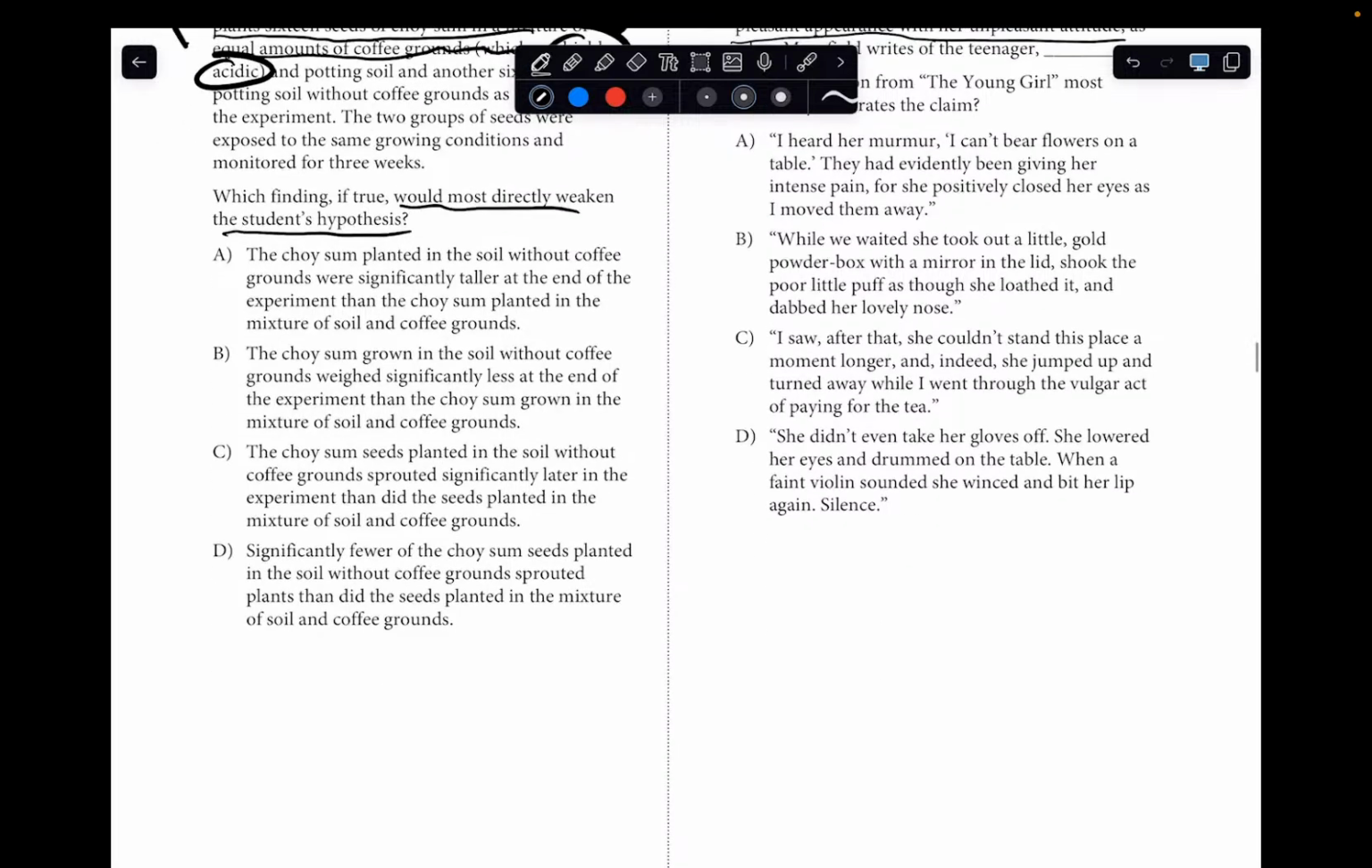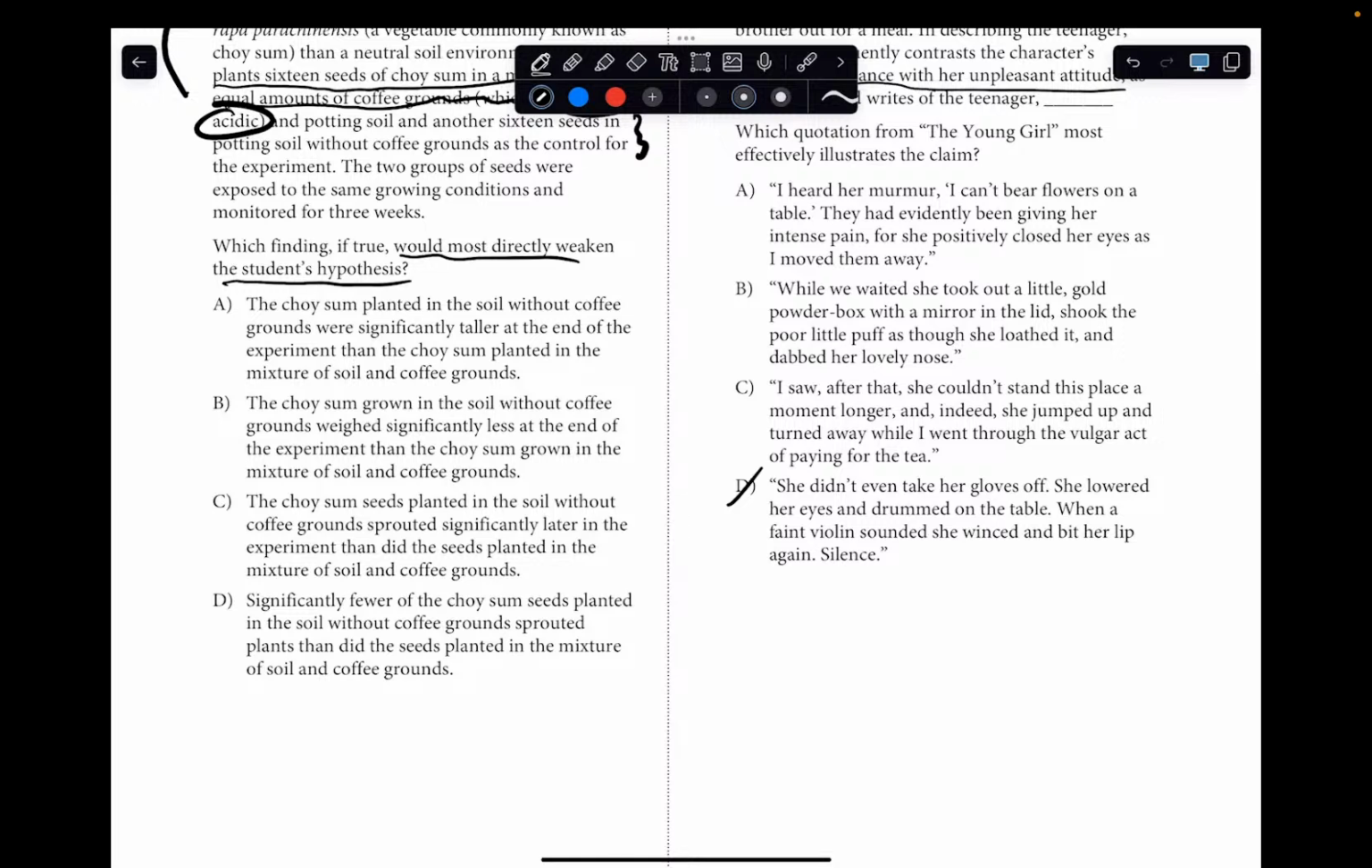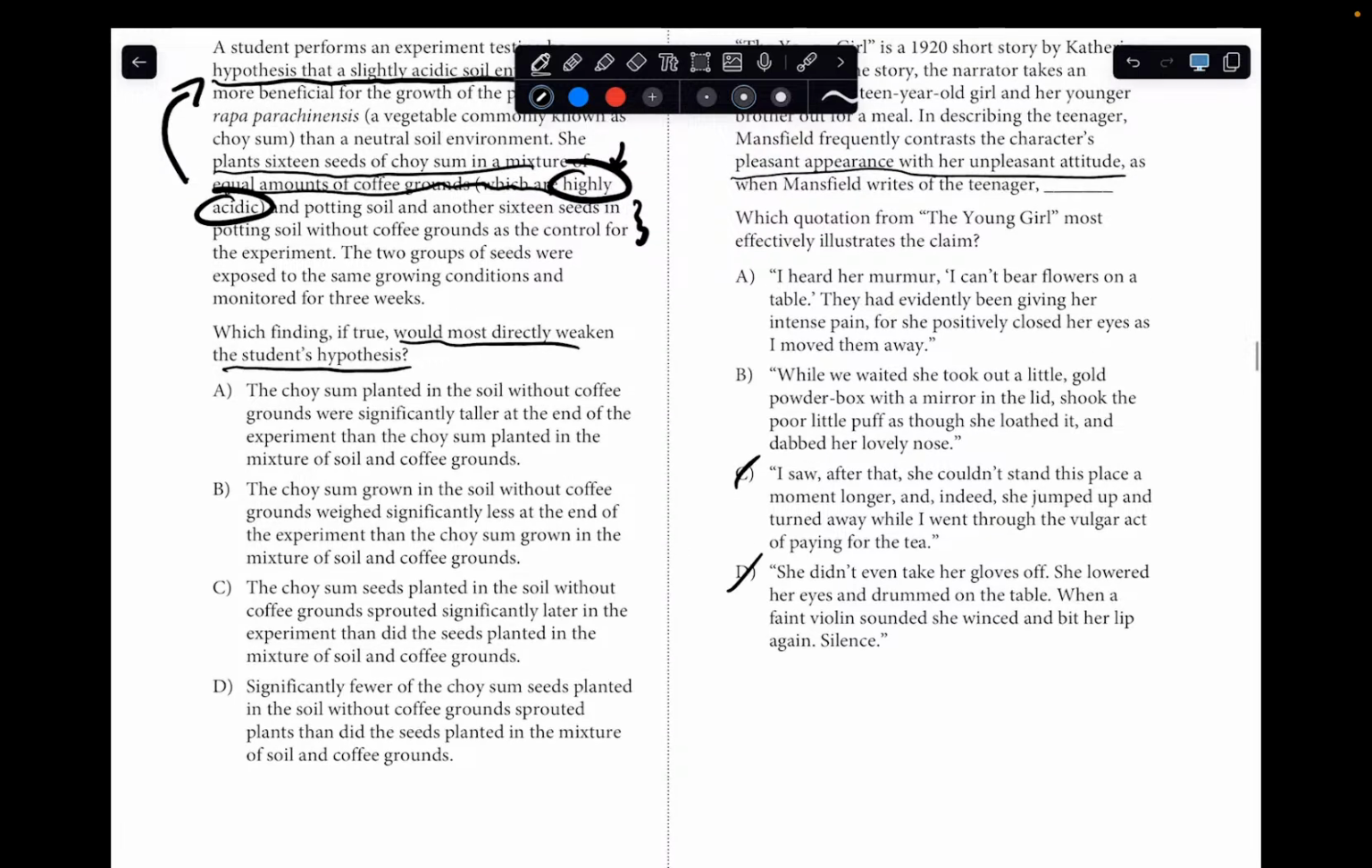So let's go from the bottom. She didn't take her gloves off. She lowered her eyes and drummed on the table. When a faint violin sounded, she winced and bit her lip again. Silence. I don't see anything about her physical or her pleasant appearance. C. I saw that she couldn't stand this place a moment longer, and indeed she jumped up and turned away while I went through the vulgar act of paying for the tea. Again, I don't see her appearance described.